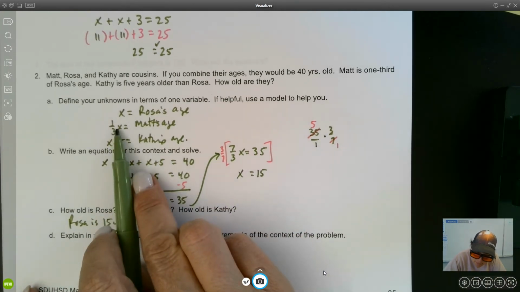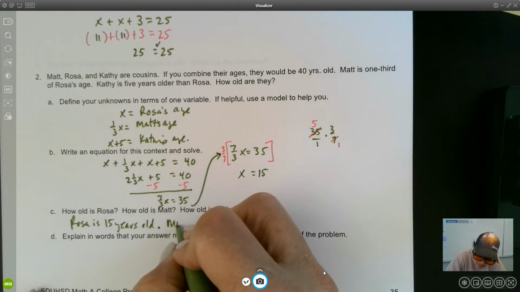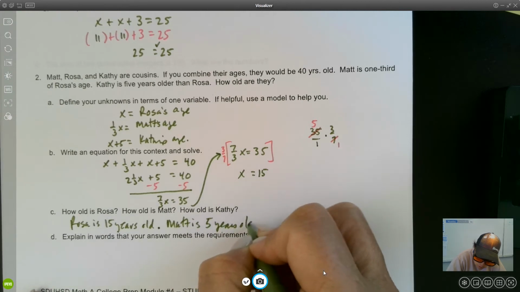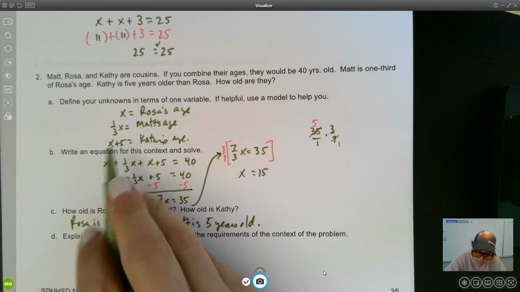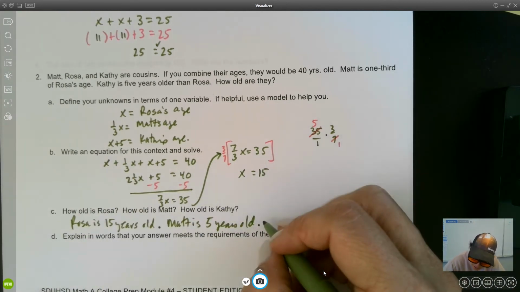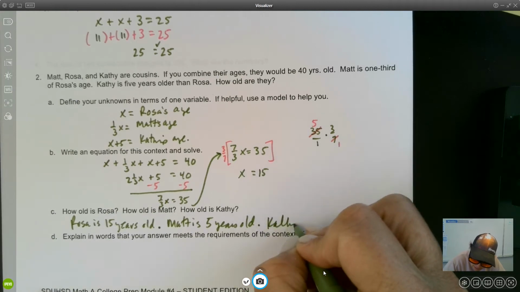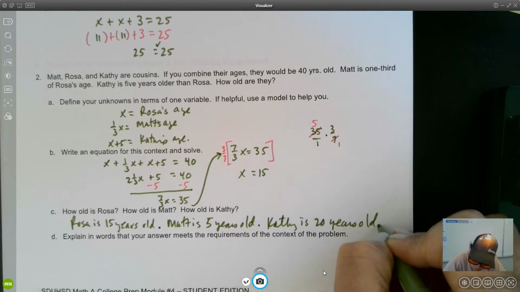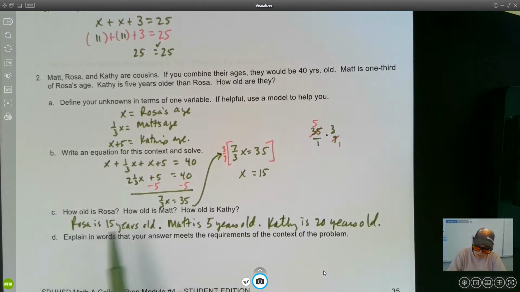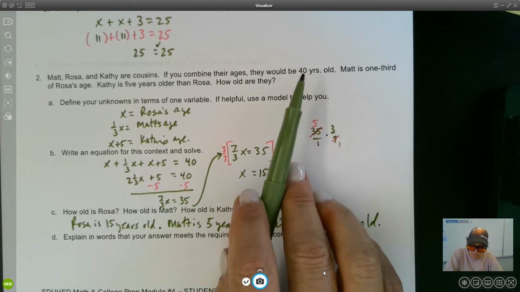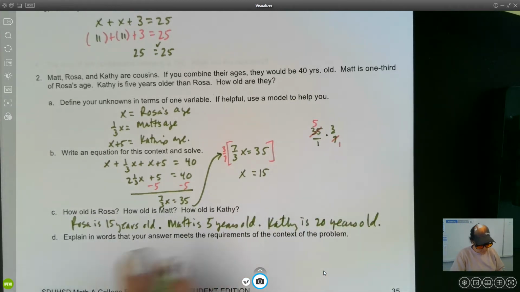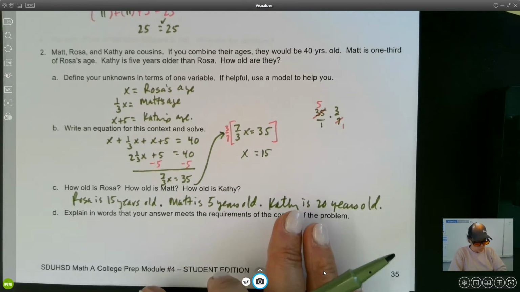Matt is 1/3 of 15. Matt is 5 years old. Kathy, x plus 5, 15 plus 5. Kathy is 20 years old. Okay, so just make sure 15 plus 5 plus 20 does get you that 40. All right, so explain in words that our answer meets the requirements.